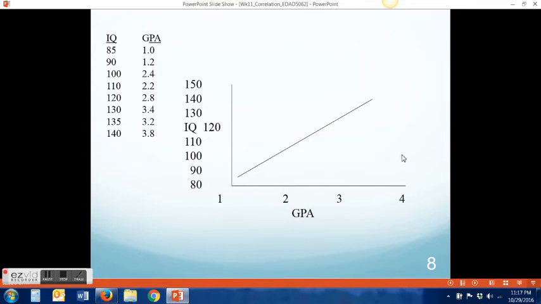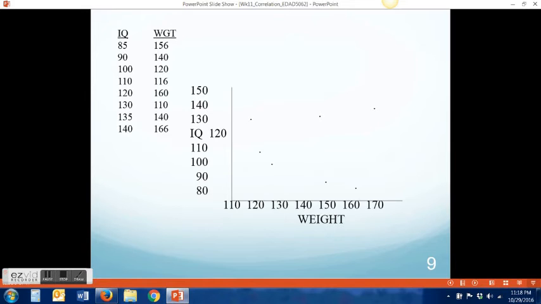So this is a great example of a nearly perfect positive correlation. 0.966 in fact. And again, these are fake data, just used to show the example of how these things come together. The examples that we're looking at here come directly from your book, and you can find them in the chapter on correlational methods. Let's take a look at another example of IQ related to weight.